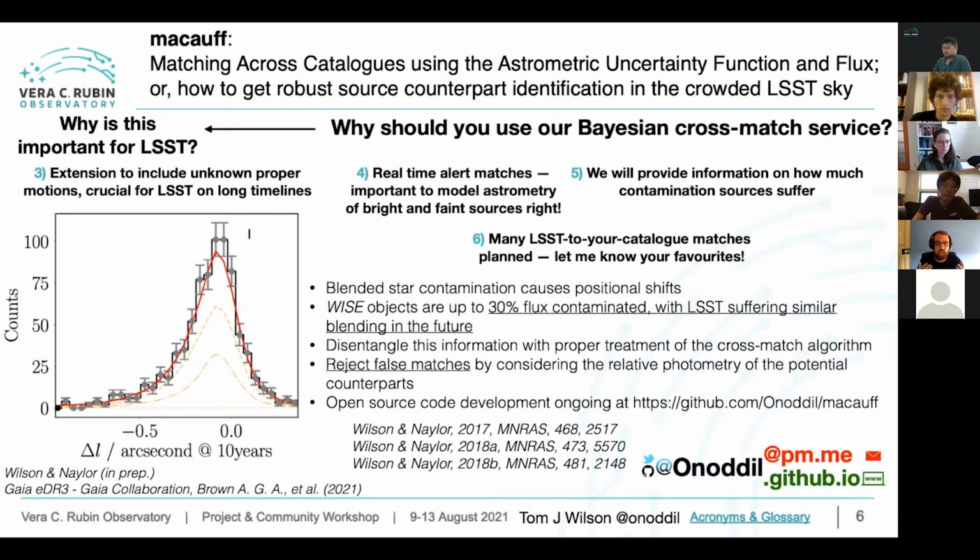And just very quickly to say, we're providing many catalog to LSST matches, so please do get in touch with me if you are worried that we aren't including your favorite data set in our matches.